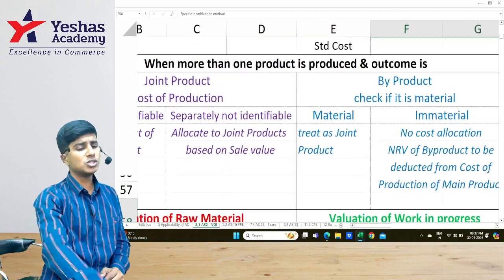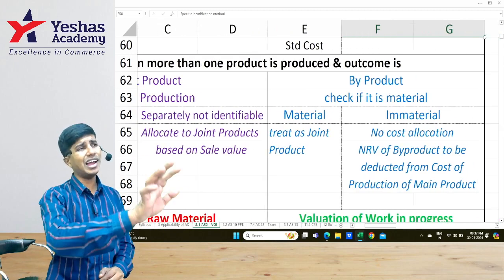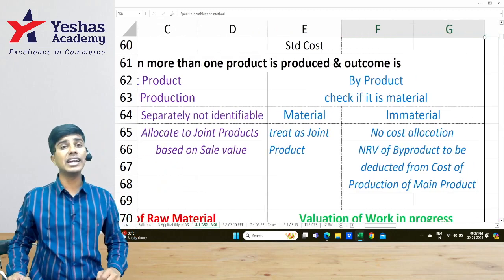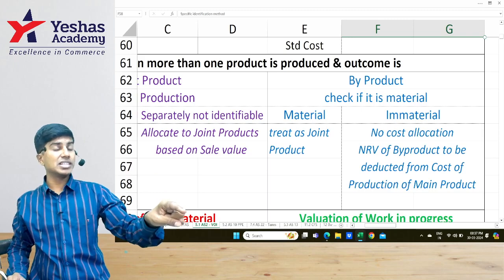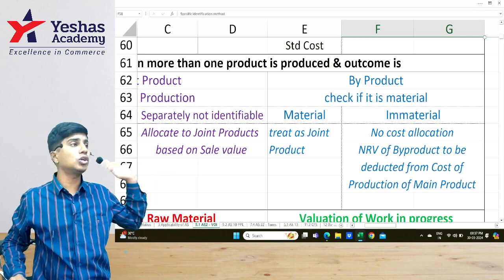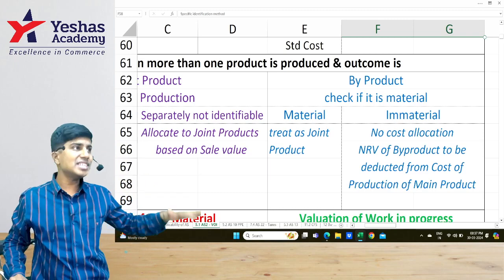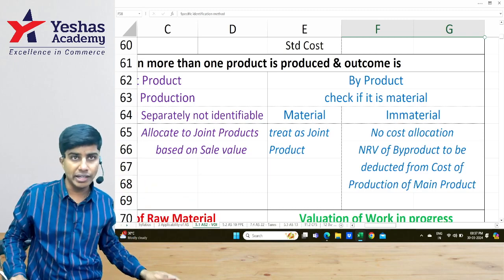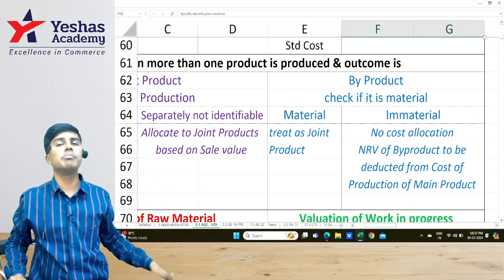If it is a byproduct, there is no separate valuation for the byproduct. It is valued at NRV, net realizable value. And this net realizable value of the byproduct will be deducted from the cost of production of the total main product. This is if the byproduct is immaterial. It's called a byproduct when it is immaterial.